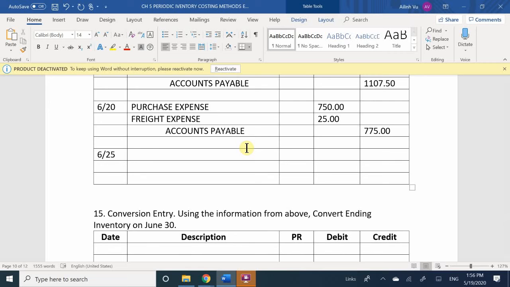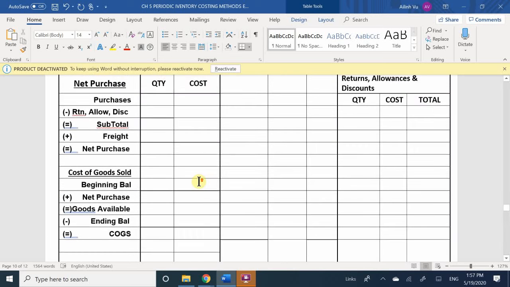What do we have to debit? Purchase expense. And what's after that? Purchase expense is $1,050. The freight expense is $30. Both of those are debits. And your accounts payable is $1,080, and this one is accounts payable. Okay, so 1,080.